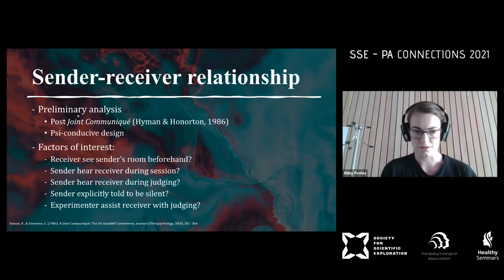And finally, an issue that is very specific to this study is the sender-receiver relationship. I'm currently in the stage of preliminary analysis of the Ganzfeld telepathy data post-joint communique. And this is to look at factors within this sender and receiver relationship that perhaps haven't been analysed and addressed before, looking at the factors of interest listed below, and to see if any of these are significantly predicting study success. And if any of them are, we can include them into the study, and perhaps these are making the study more psi-conducive. If they are significant, then we can include them and we can control for them.